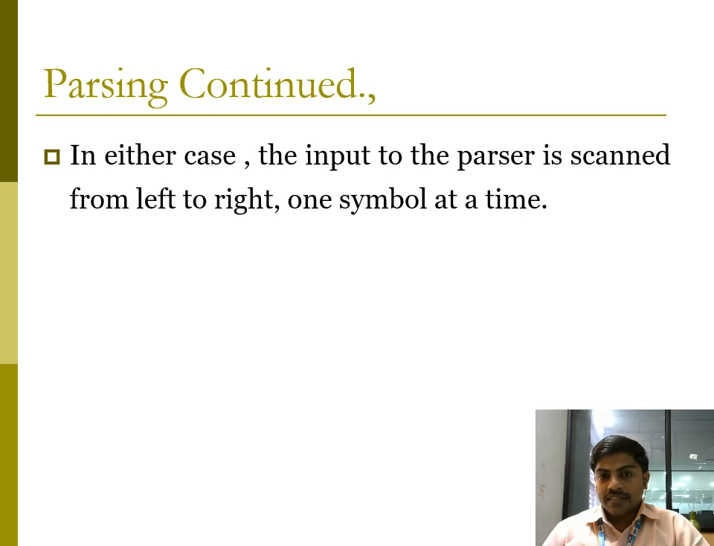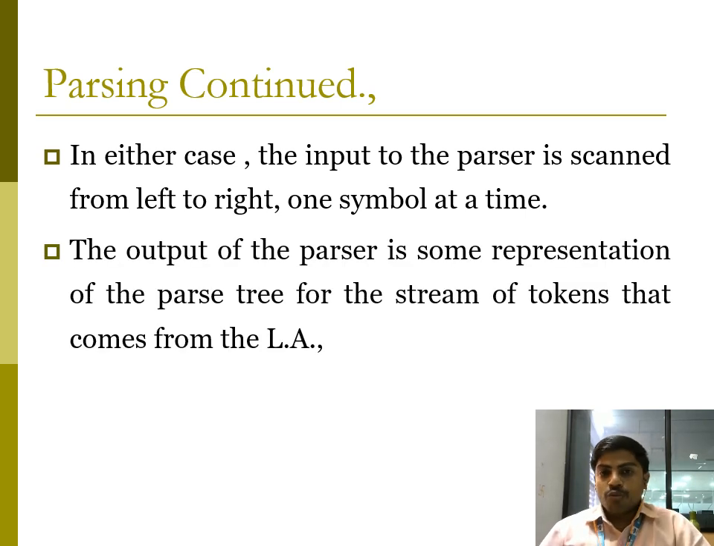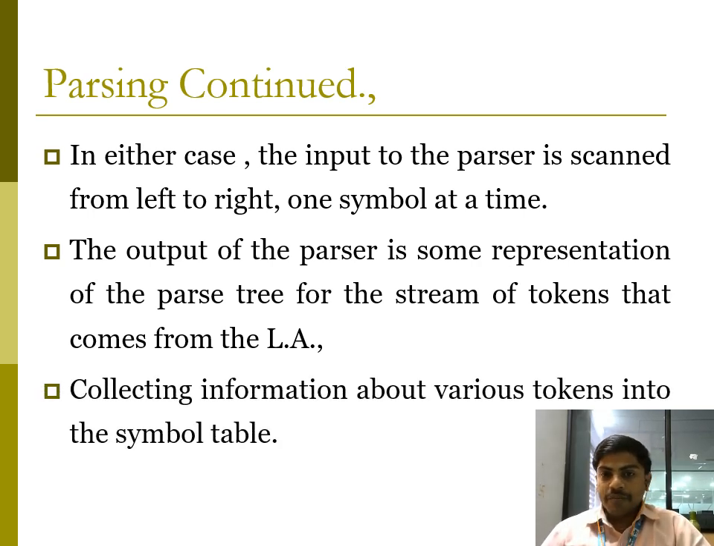In either of the cases, the input to the parser is scanned from left to right, one symbol at a time. This is the usual procedure which applies to the lexical analyzer as well. The output of the parser is some representation of the parse tree for the stream of tokens that comes from the lexical analyzer. Collecting information about various tokens into the symbol table is also a responsibility or task of the parser.